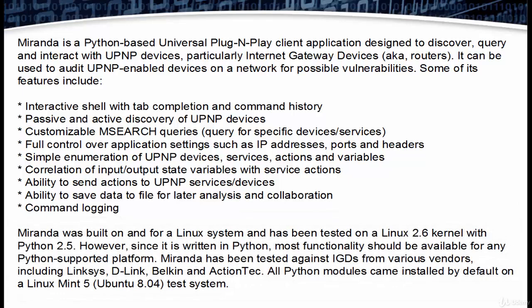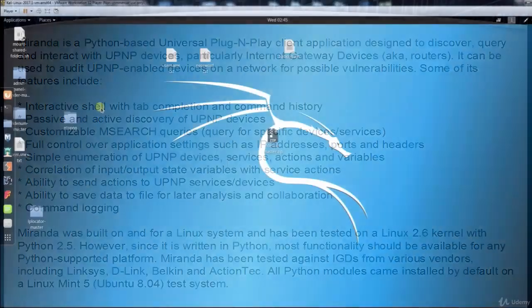Miranda was built on and is meant for Linux systems and has been tested on a Linux 2.6 kernel with Python 2.5. However, it is written in Python, so most functionality should be available on any Python supported platform. Miranda has been tested against IGDs from various vendors including Linksys, D-Link, Belkin, and Actiontec. All Python modules came installed by default on a Linux Mint 5 test system.